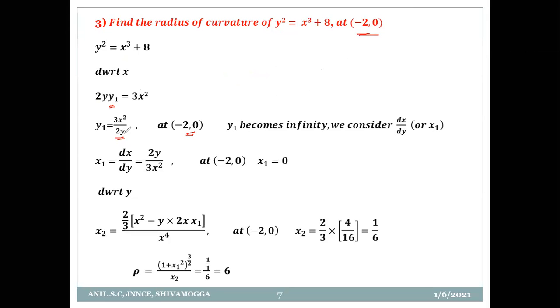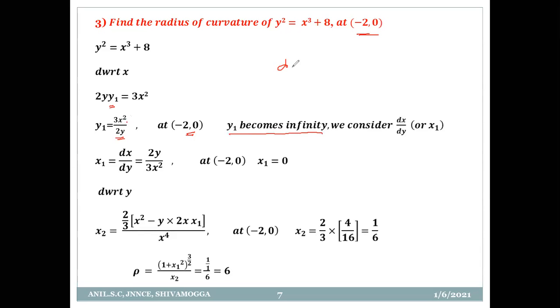When y is equal to 0, the denominator will be 0 and the numerator will be a finite quantity. A finite quantity divided by 0 is not defined, it is called infinity. Therefore, y1 becomes infinity. We cannot find y1 and y2. In such cases, we take the reciprocals.